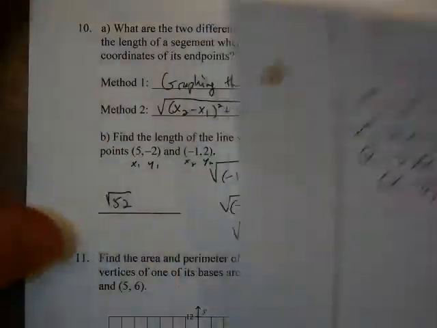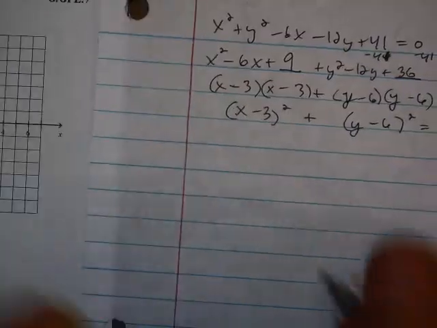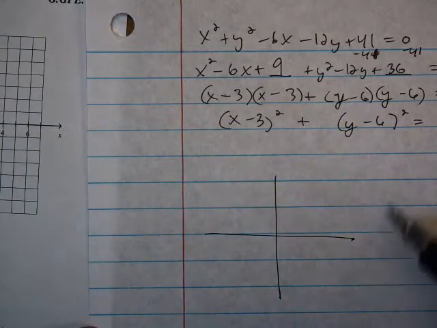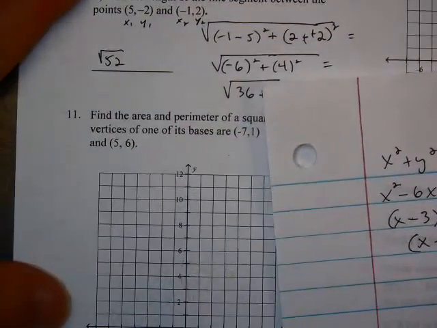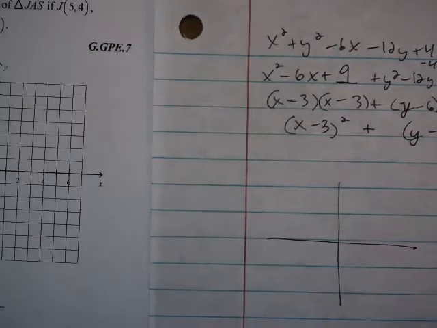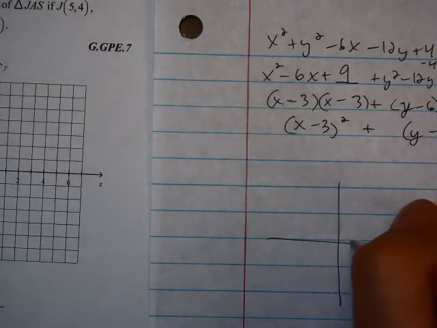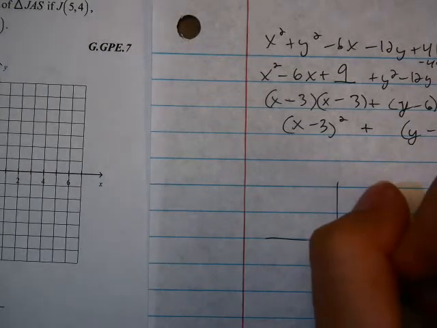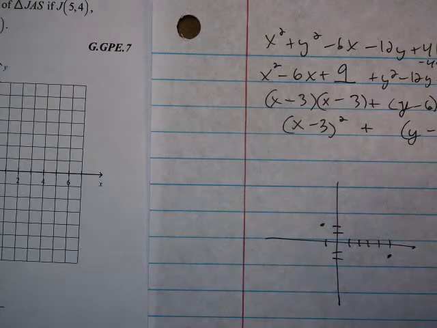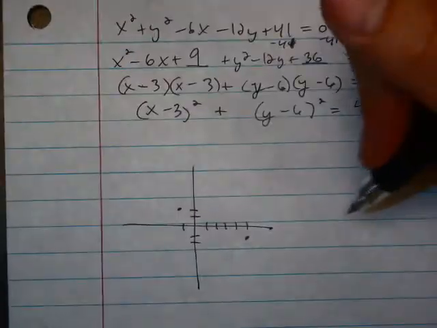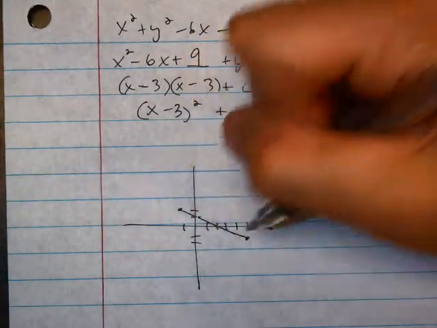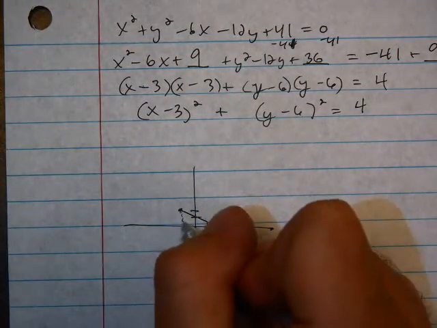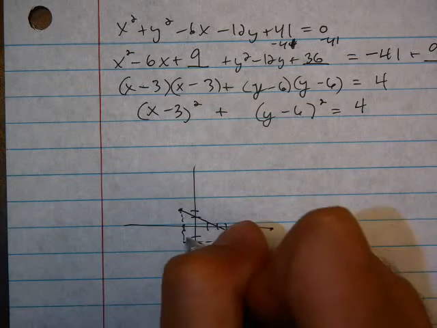So if I just made a quick graph, and again you'll actually have a grid like this on the test, so you can use the grid if you want. If you graph it, (5, -2) and (-1, 2), your segment is connecting these two. Now we've graphed them, it's the slope triangle. The slope triangle will go down and over like that.